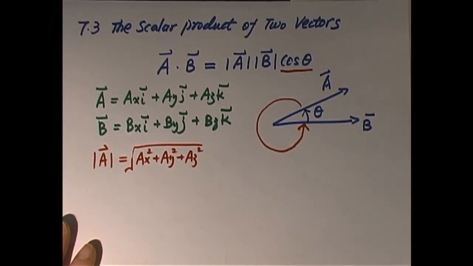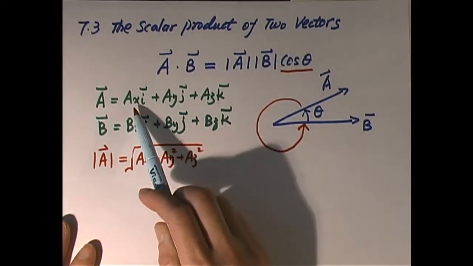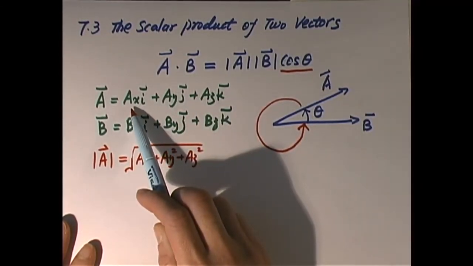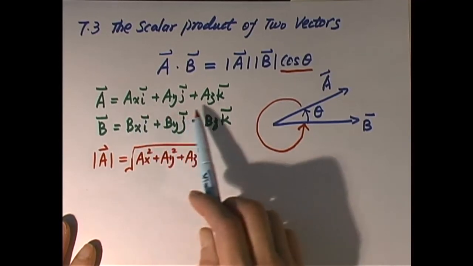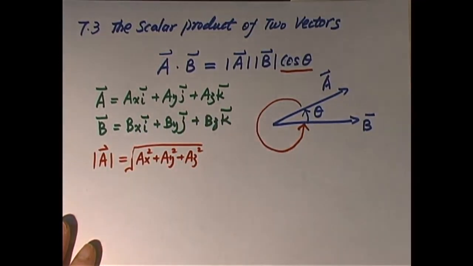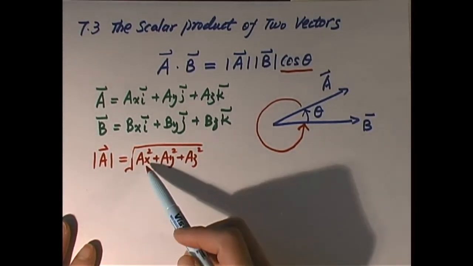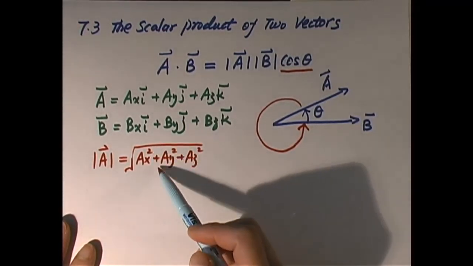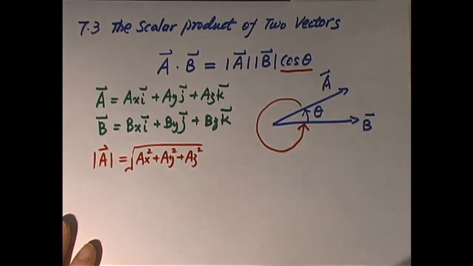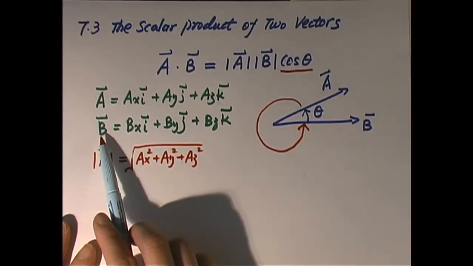Now, if vector A, typically, let's express it in the ijk terms, the unit vectors: Ax i plus Ay j plus Az k. Similar for B. The magnitude of vector A is its x component squared plus the y component squared plus the z component squared, square root. So we can do the same thing for vector B's magnitude.